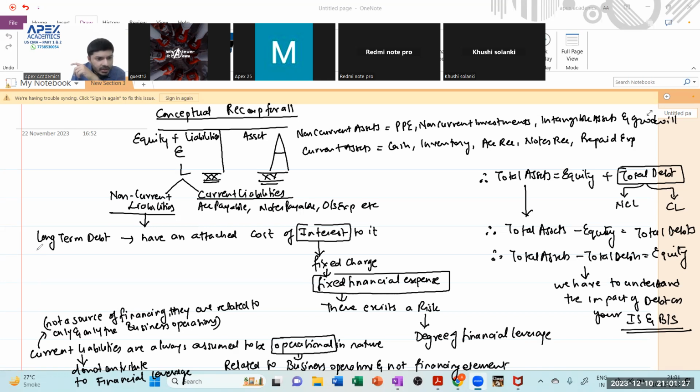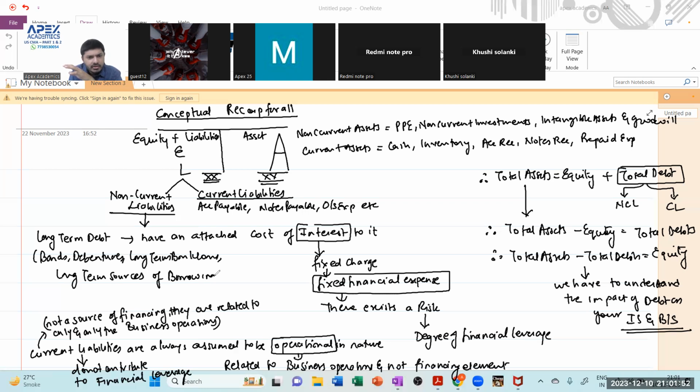What will you have over here? You can have bonds, debentures, long-term bank loans, or other long-term sources of borrowing. Sir, what are long-term sources of borrowing other than this, like intercompany loans, NBFC loans, etc.? They can be anything. Generally, what will we get in the exam? You will get bonds, debentures, and long-term bank loans. This long-term source of borrowing will not come, but you need to know that a holding can give its subsidiary a long-term loan, and a subsidiary can give the holding one. All of that can keep happening.